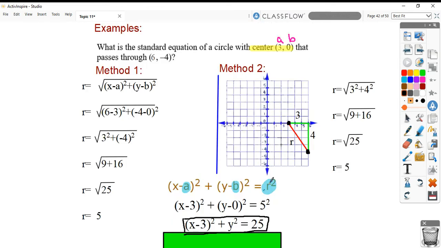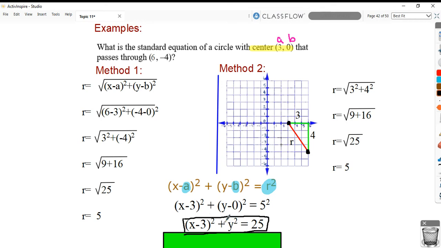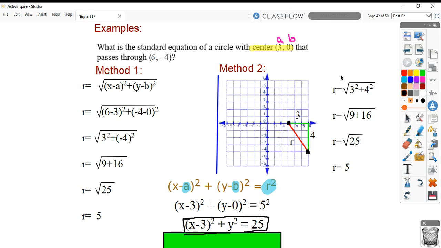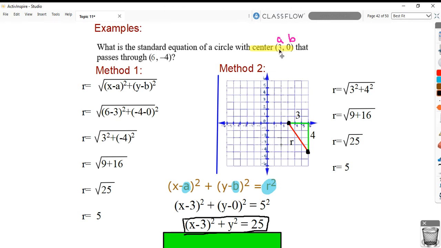Okay, something I want to point out to you on this problem. On this problem, our center of the circle was positive 3, 0. Funny thing though, we started off with a coordinate of positive 3, yet when we put it into this equation, it becomes x minus 3. That all happens because our original equation up here has minus signs inside of it: x minus a, y minus b. That's why we're subtracting right here.